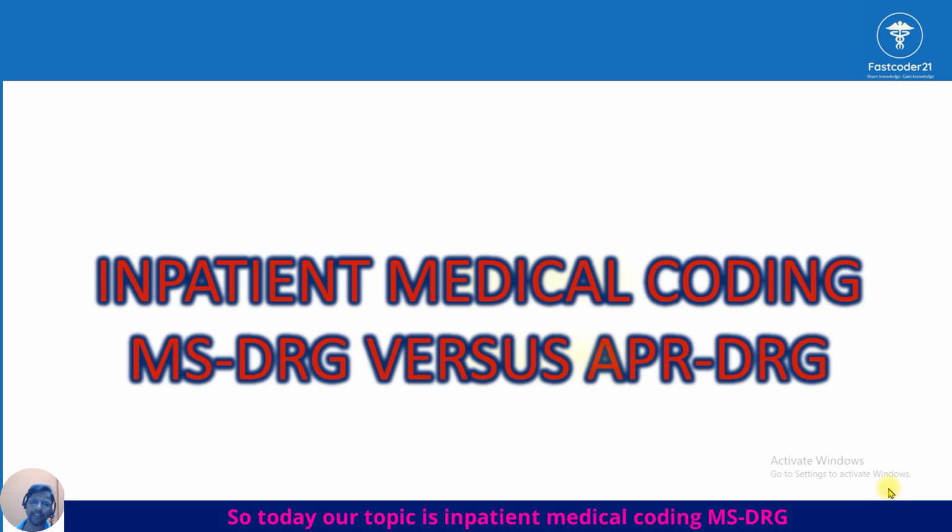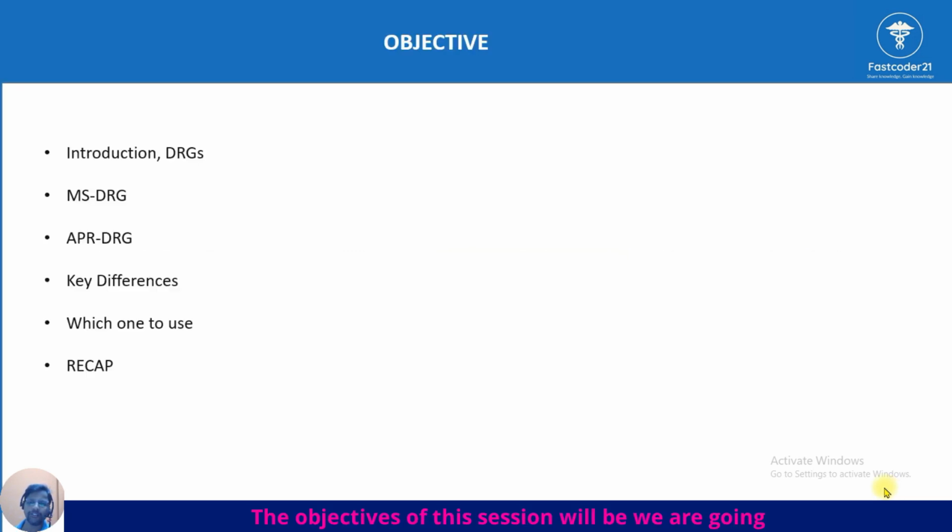So today our topic is inpatient medical coding MS-DRG versus APR-DRG. The objectives of this session will be, we are going to know DRGs first, then we are going to know MS-DRGs, APR-DRGs, and the key differences between MS-DRG and APR-DRG. Next we will check which one to use, and we will have a recap of all these sections.